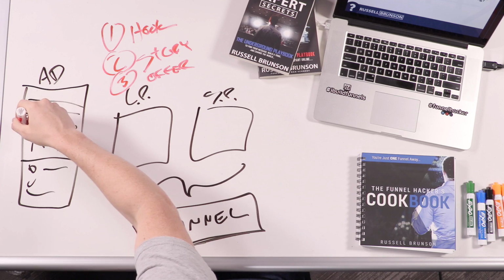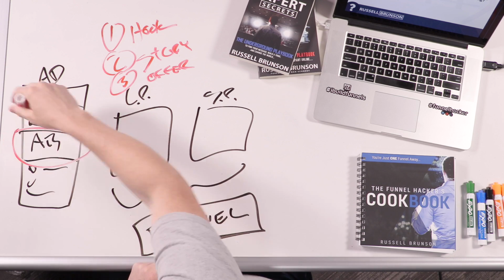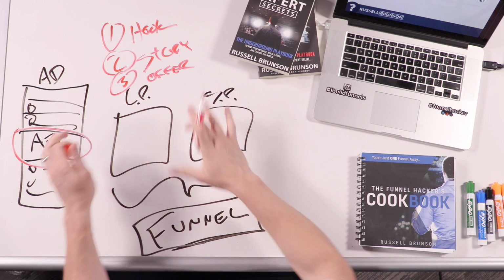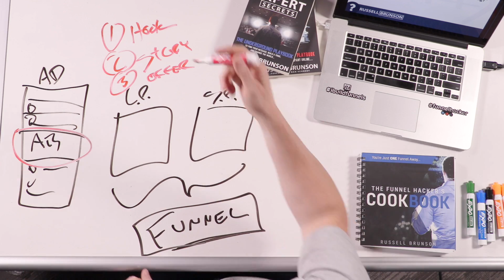Now, what's important to understand is that every page in this process has a hook, a story, and an offer. There's a hook on your ad, there's a story in your ad, there's an offer on your ad. On the landing page, there's hook, story, offer. On your sales page, hook, story, offer. Everything's happening inside your funnel and outside your funnel. Every piece, every email you get, there's a hook, a story, and an offer.